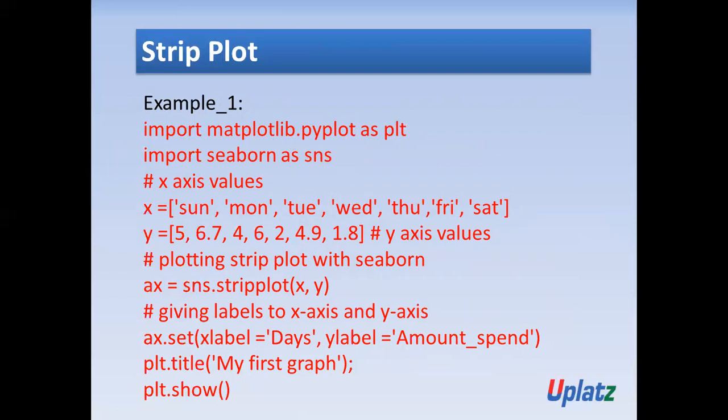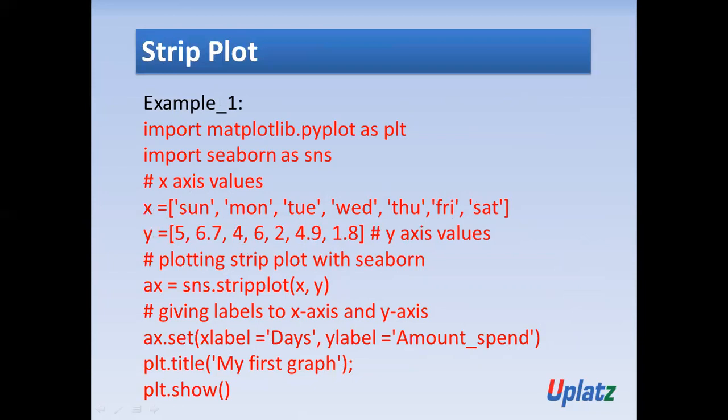Now let's create some data. Suppose I have X and Y. X looks like weekdays, a categorical variable: Sunday, Monday, Tuesday, Wednesday, Thursday, Friday, Saturday. Y is a numerical variable, a list that contains numerical data, like 5, 6.7, whatever it is. The X list contains a total of 7 items, and the Y list should also contain 7 items. Now using X and Y, we can create strip plots.